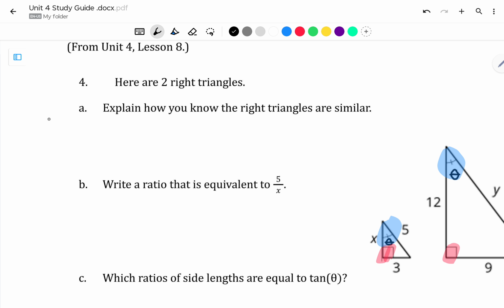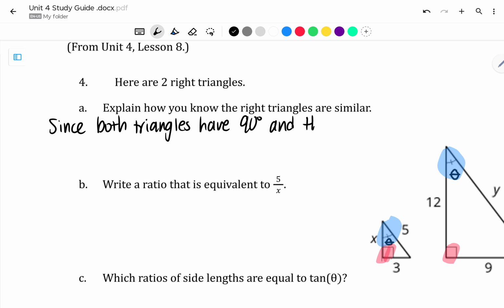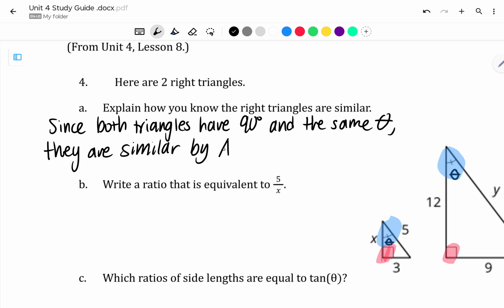So since both triangles have 90 degrees and the same theta, they are similar by AA theorem. AA stands for angle, right?